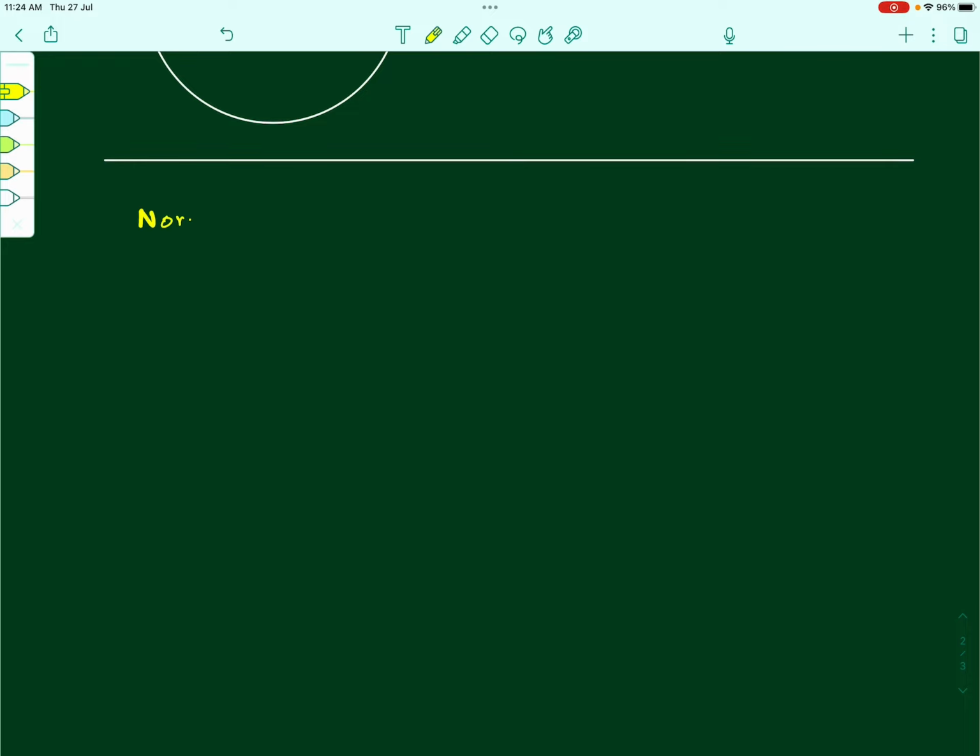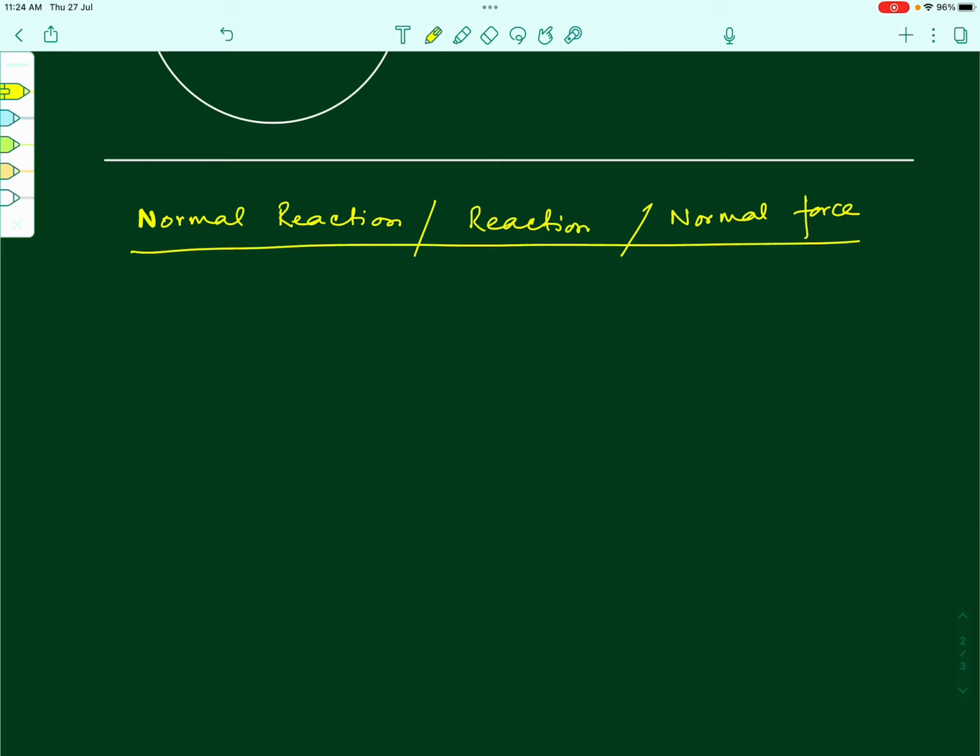It is called normal reaction, or sometimes we simply call it the reaction force, or sometimes simply the normal force. Okay. Now what is this force? Let's understand this. So to understand, let us take up an example.